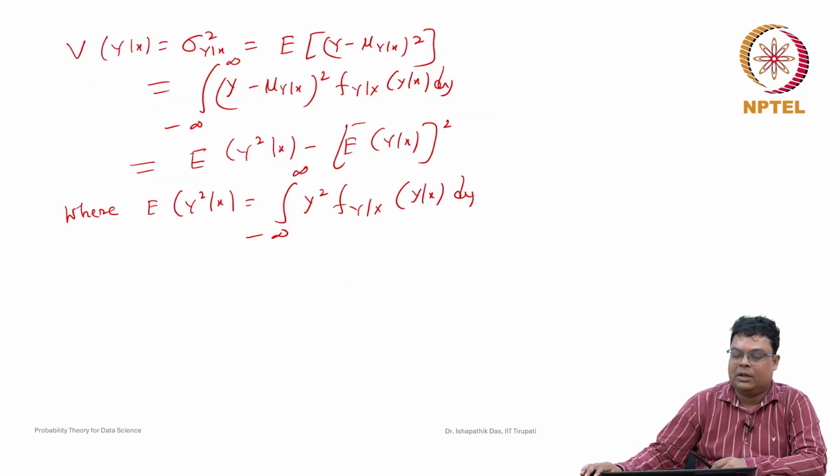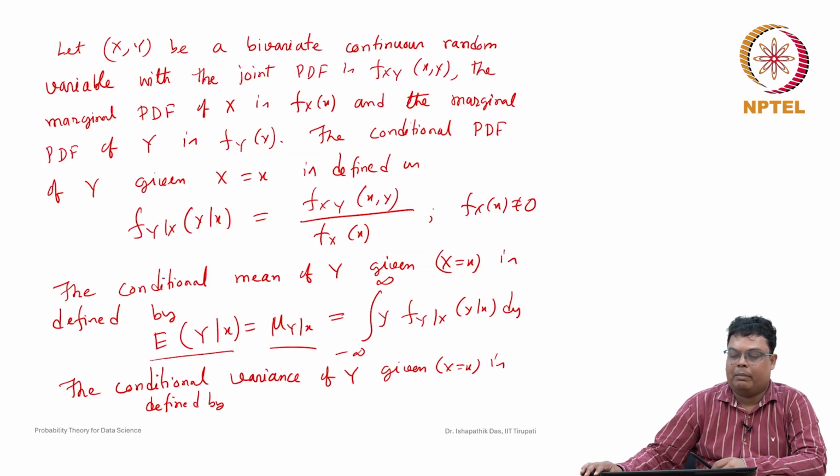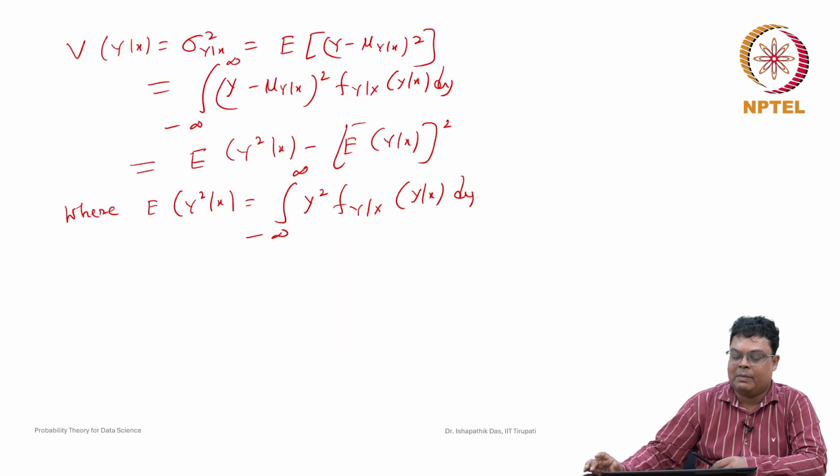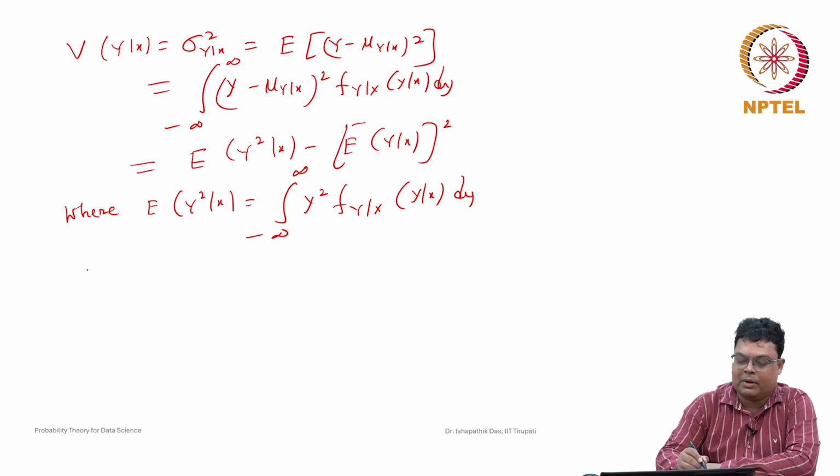Now suppose you want to find the conditional mean and variance of x given y. Here it is y given x, so similarly we can define it. Just interchange the positions of the x and y variables here.